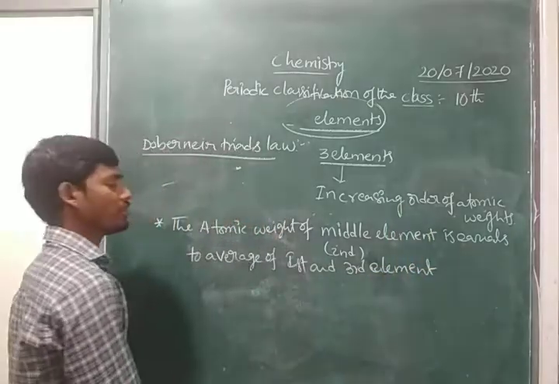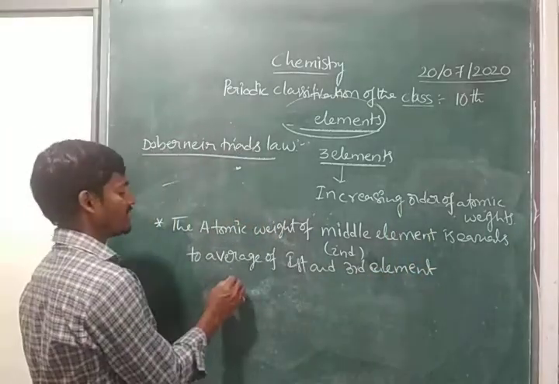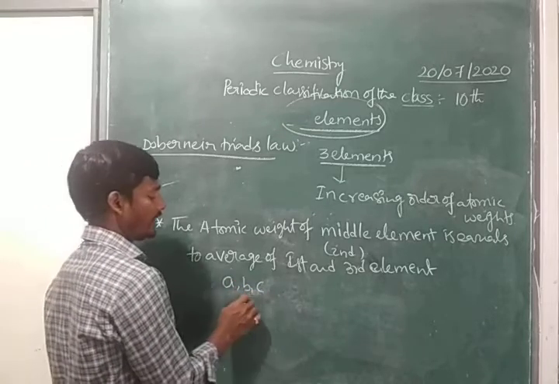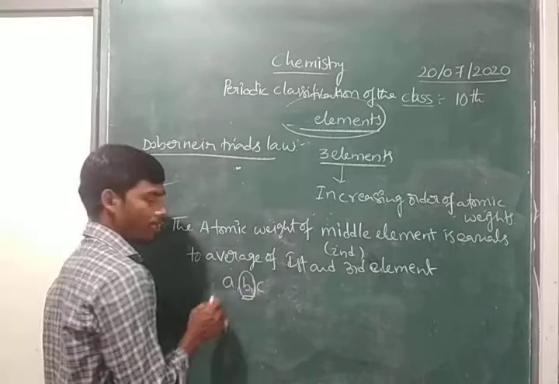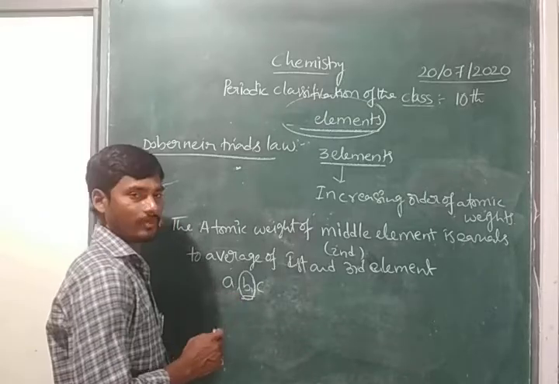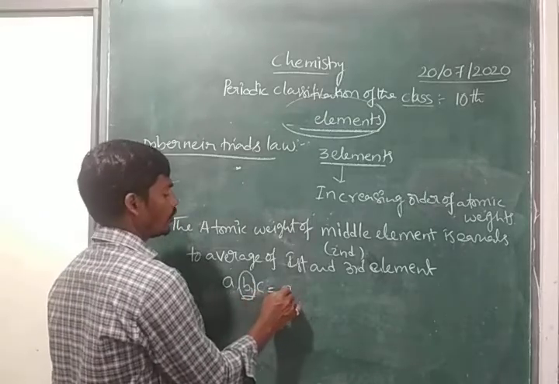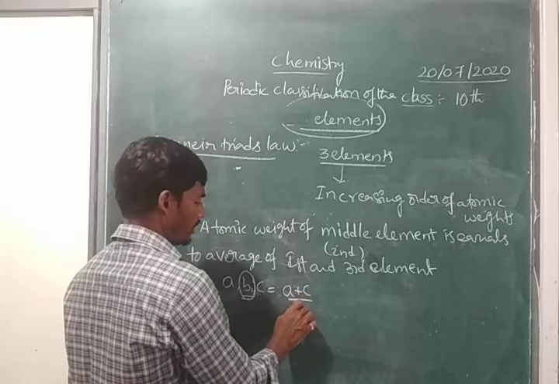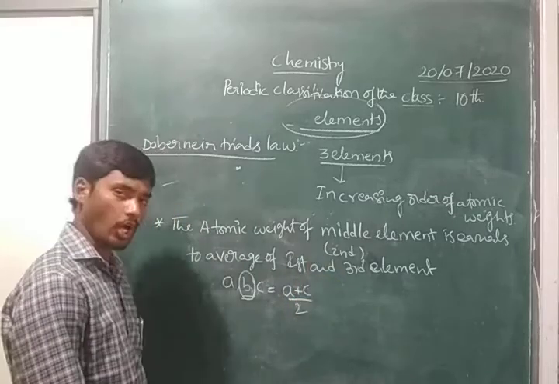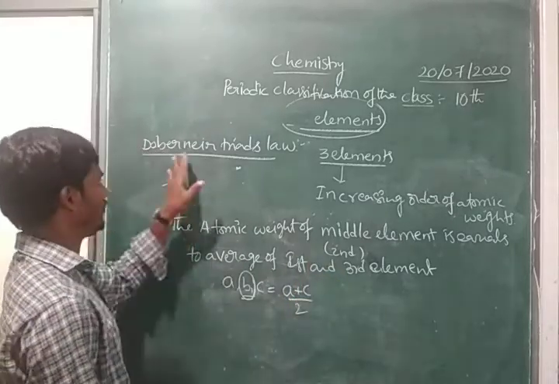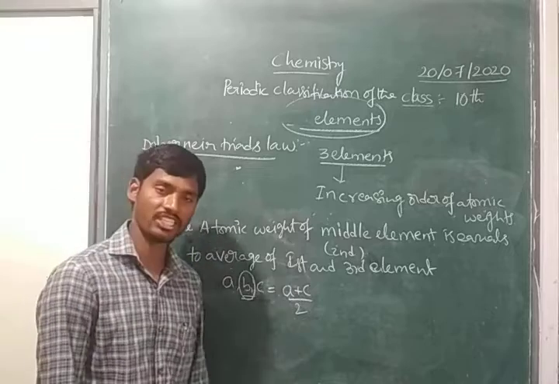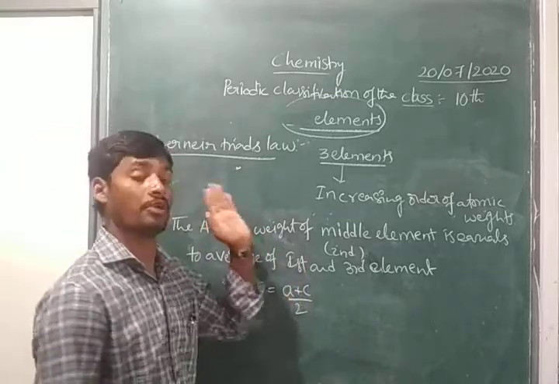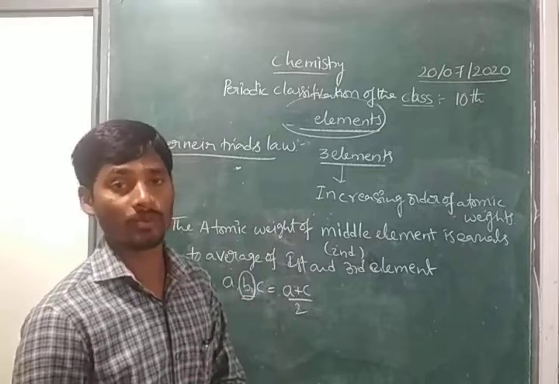Actually, see here, suppose we consider 3 elements as a group, A, B, C. The atomic weight of the middle element, or the second element, is equal to the average of the first and third elements. That is the statement given by Dobereiner. Who is the scientist, children? Dobereiner. Right, children?